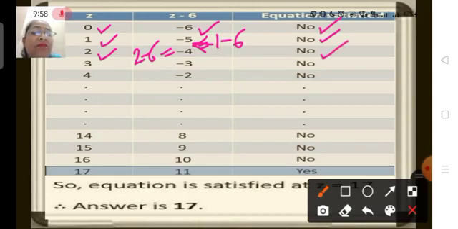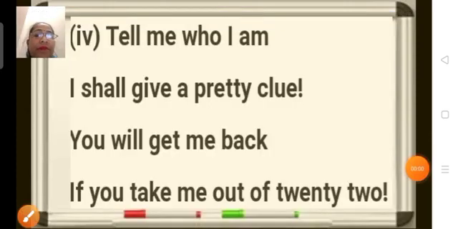Like this, we will move on till we get the value of z minus 6 as 11, and this we are getting for the value of z equals 17. That means z equals 17 satisfies the given equation. Here we'll get the answer as 17. Now children, here our special number is 17.